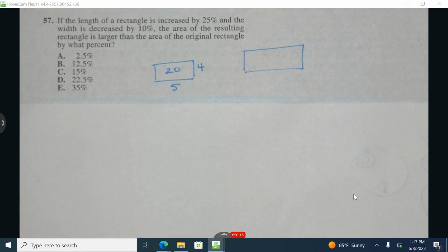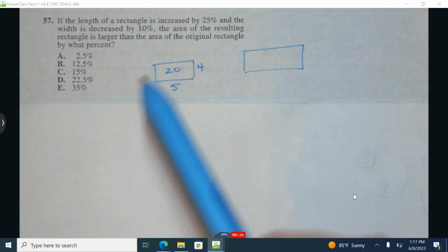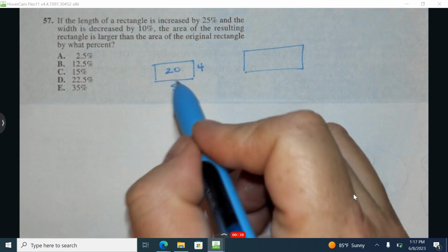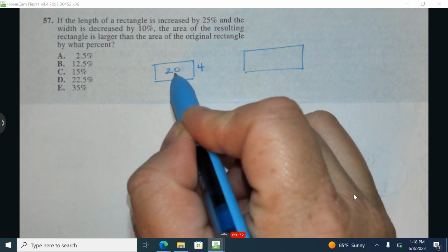We're talking about rectangles. I chose 2 arbitrary numbers. That means I just chose 2 random numbers. I made sure they weren't 0 or 1, obviously, and that the numbers were different. So my width is 4, my length is 5, and we're talking about area here. So 4 times 5 is 20.